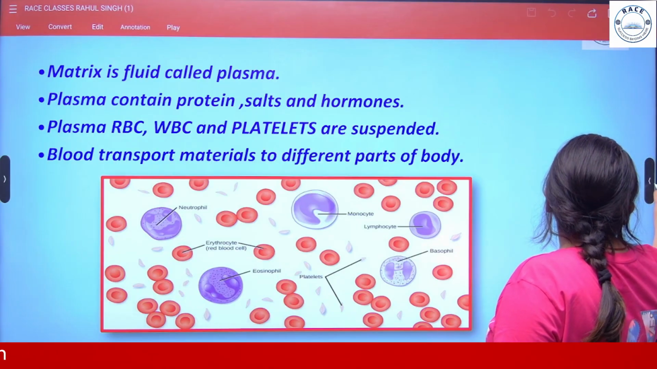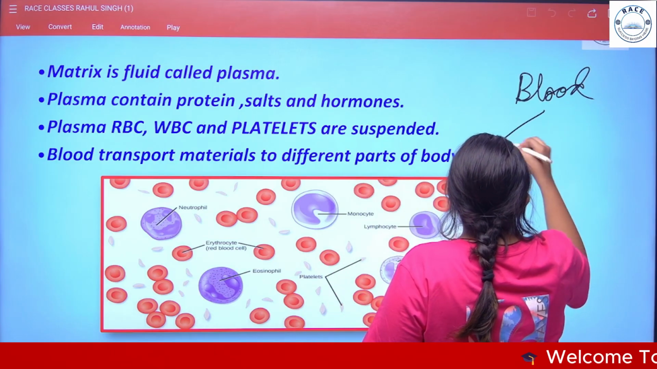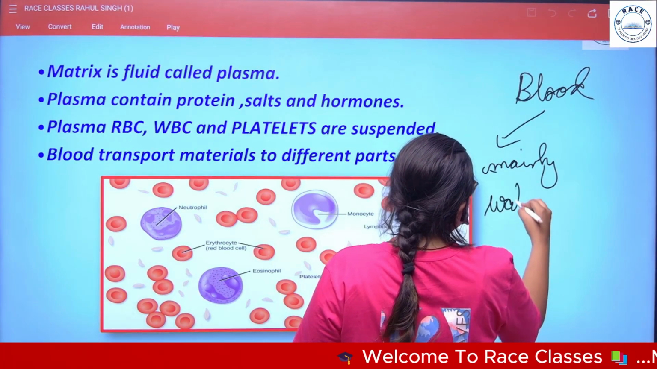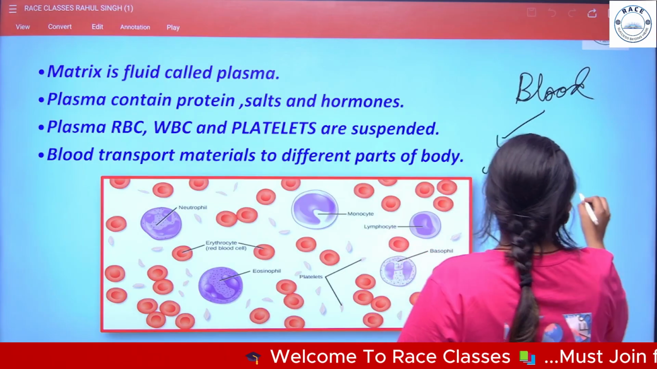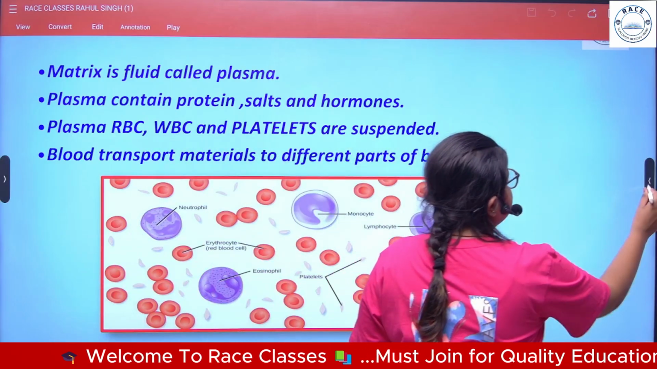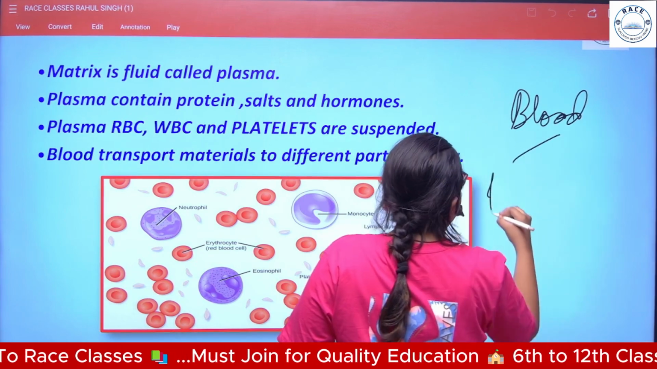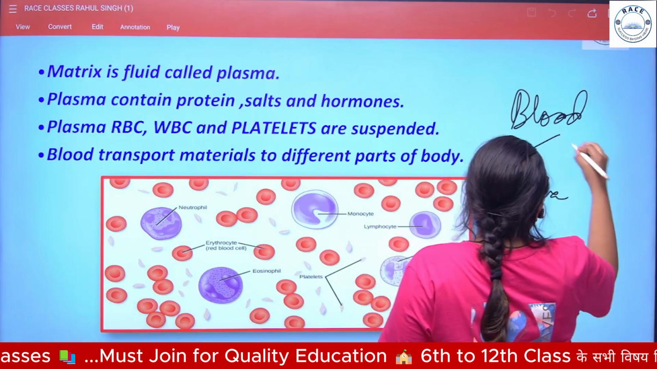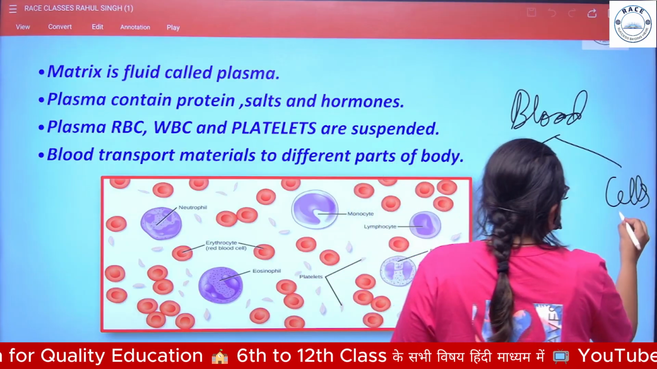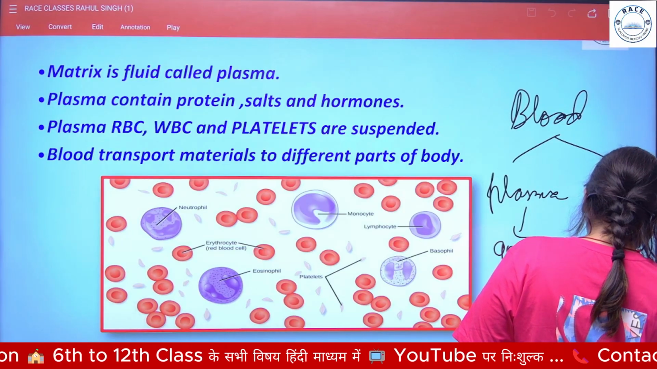So we all know that the blood consists mainly of water. The blood contains mainly plasma and cells, blood cells. This plasma is 90% water, and these cells are of different types: RBC, WBC and platelets.